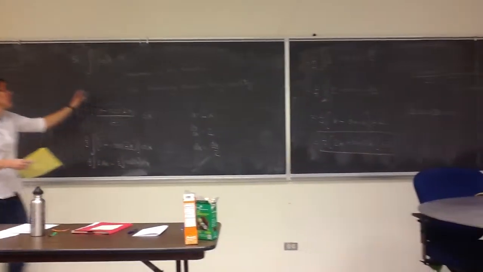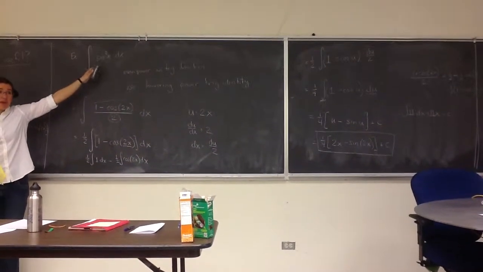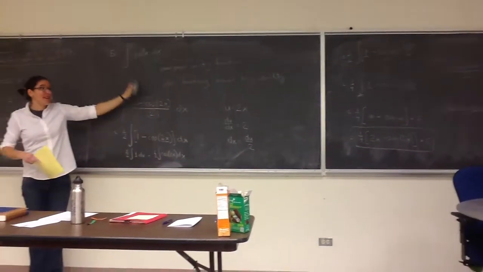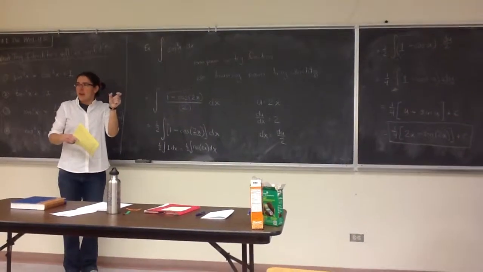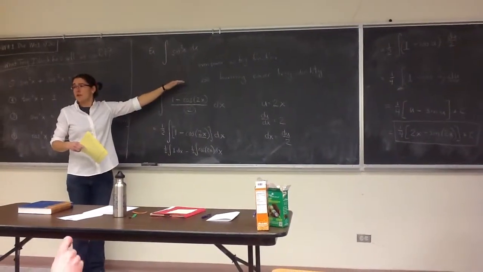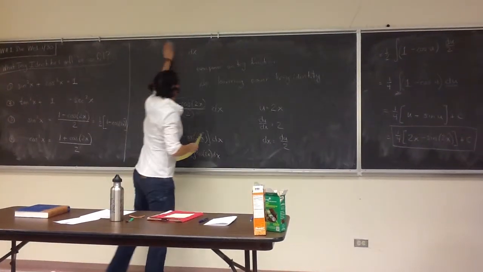The moral of the story on this one is we had an even power, and with an even power, we cannot use that cool little trick of pulling one of the trig functions out. We actually had to use this lower power trig identity. I'm going to leave these identities up over here on the left board.